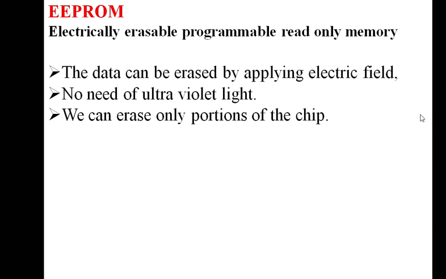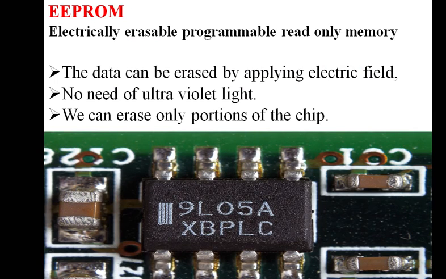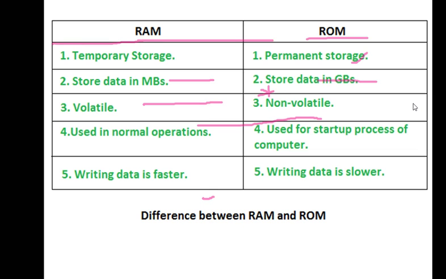And another one is EEPROM. Here, electrically erasable programmable read-only memory. Electrically we can erase the programmable. The data can be erased by applying an electric field. No need of ultraviolet light. In EPROM we are using ultraviolet light, but here there is no need to use ultraviolet light. We only apply an electric field. We can erase only portions of the chip. Here, this is called what? Chip. We can erase portions of the chip. Okay, these are kinds of ROM.